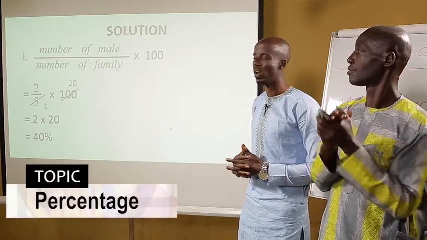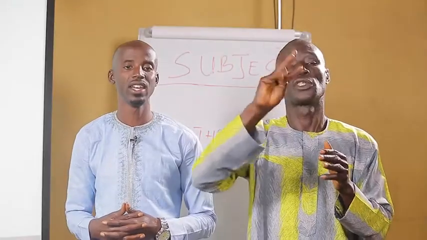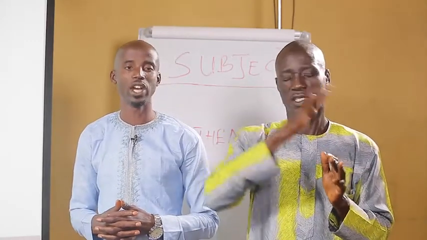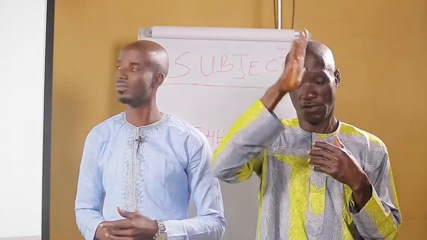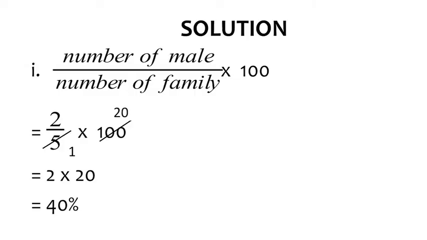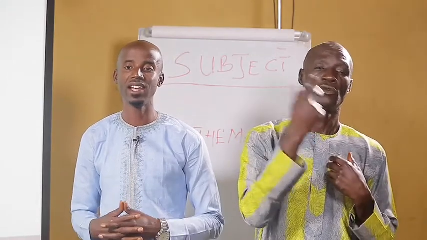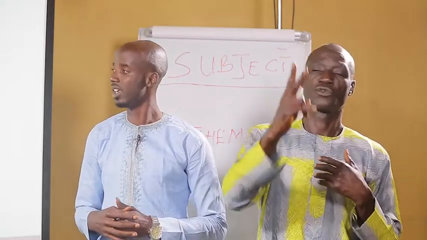Number 1, we are asked what is the percentage of male. Who is a male? A male is simply a man. In the family, we are told from the question, we have the father and we have the son. So it means we have the number of male divided by the number of the members in the family multiplied by 100. So how many male do we have in the family? We have the father and the son. So it means we have 2 male in the family.